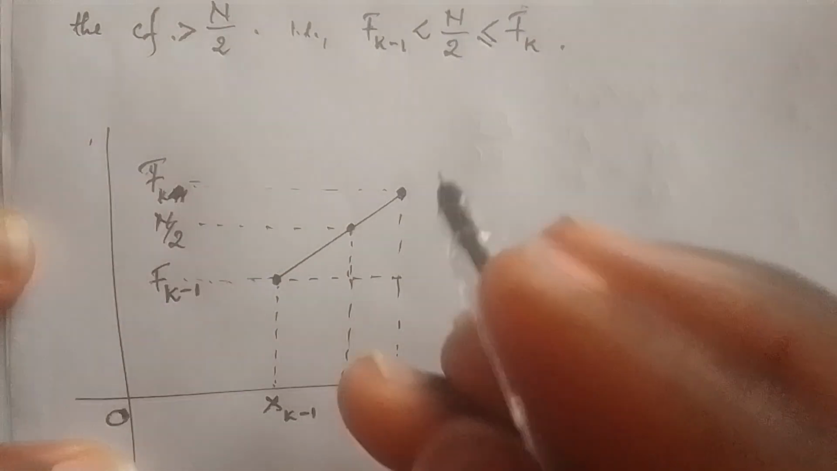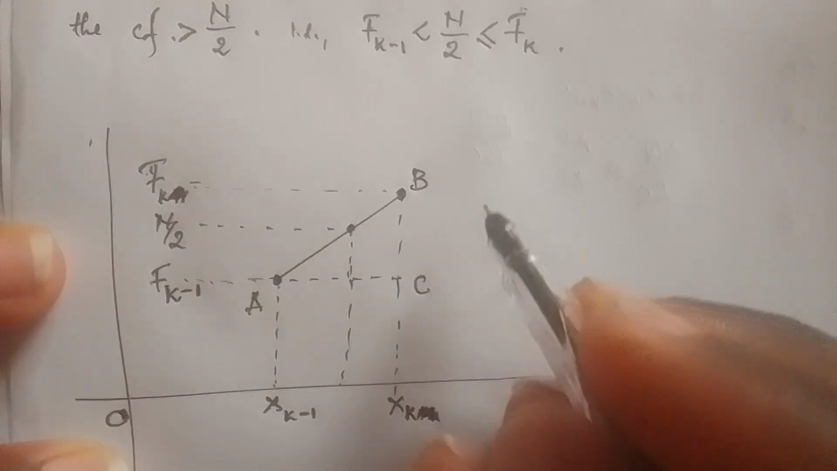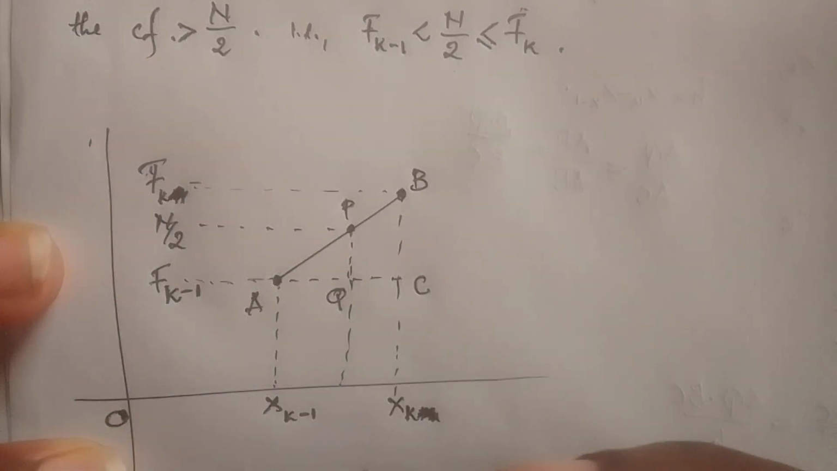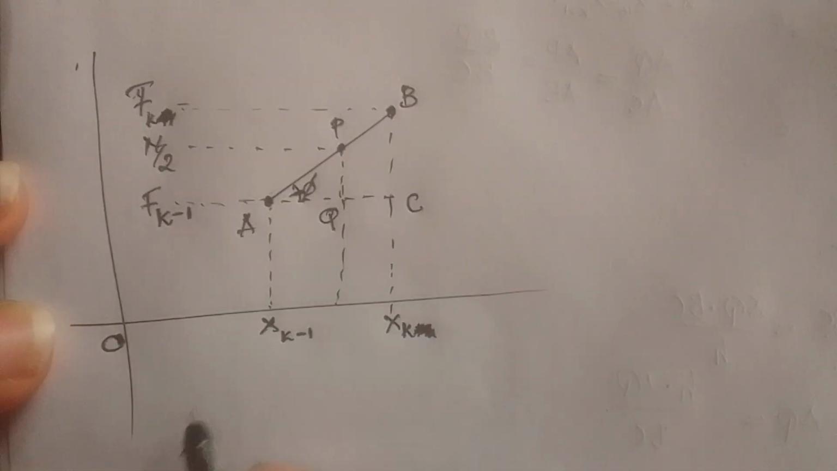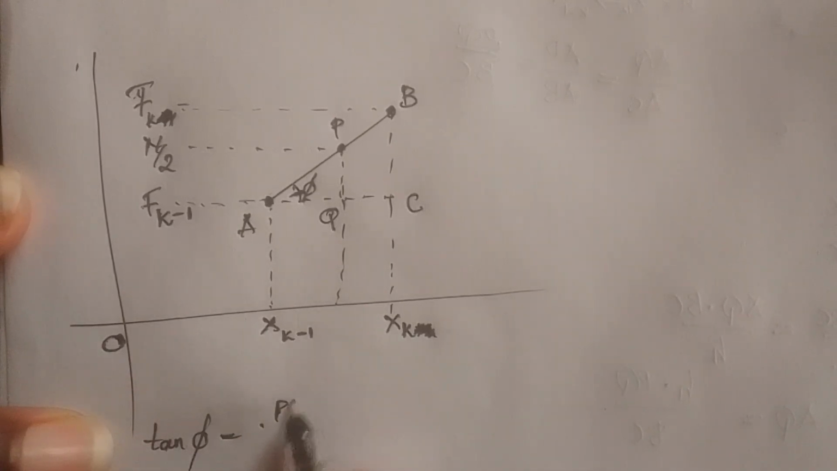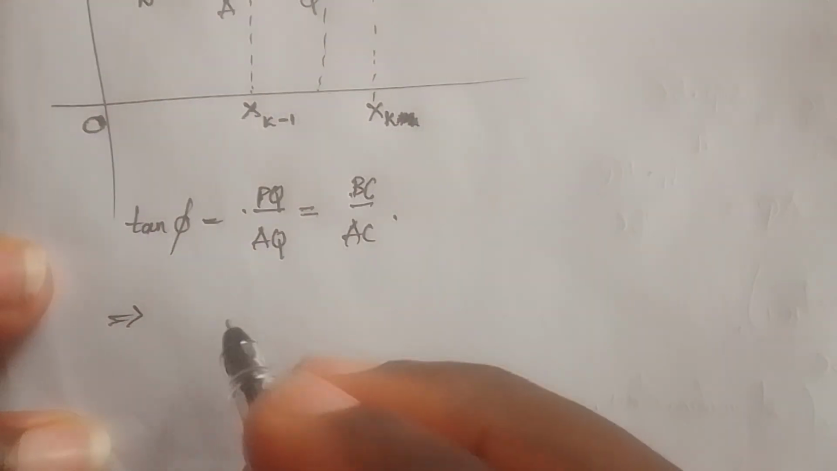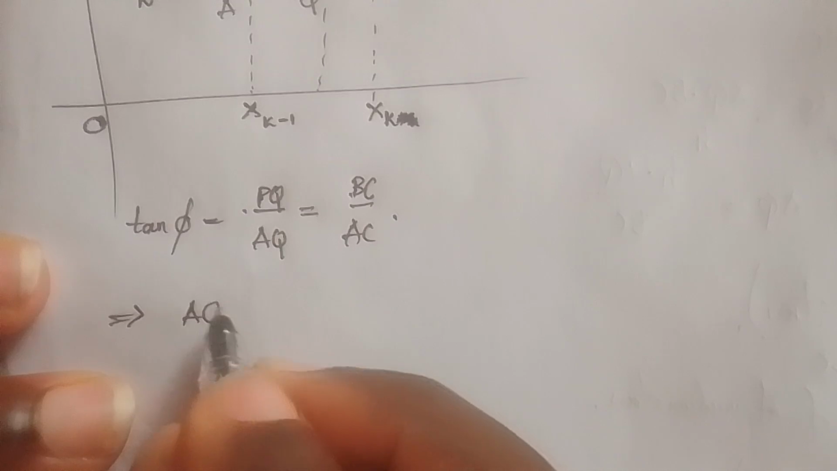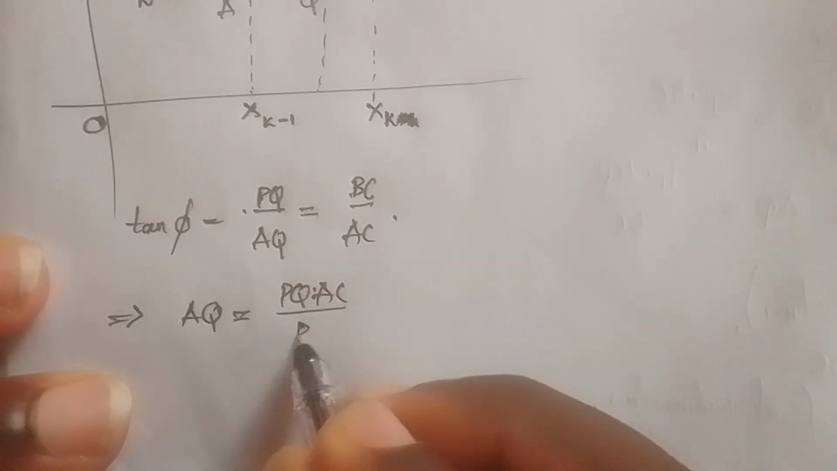So if we call this point A, B, call this point C, call this point P and this point Q. Okay, so we see clearly that if this angle is theta or phi, we can see that tan phi is equal to PQ all over AQ, and it also equals BC all over AC. And this implies that AQ is equal to PQ times AC over BC.